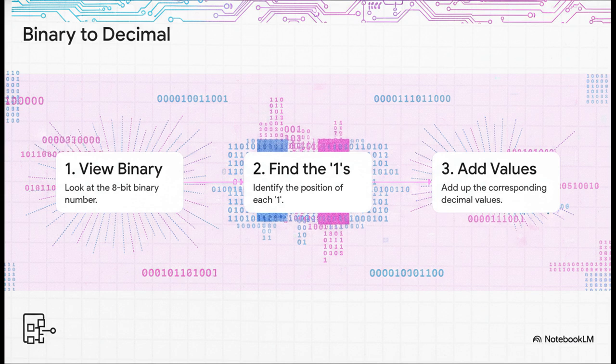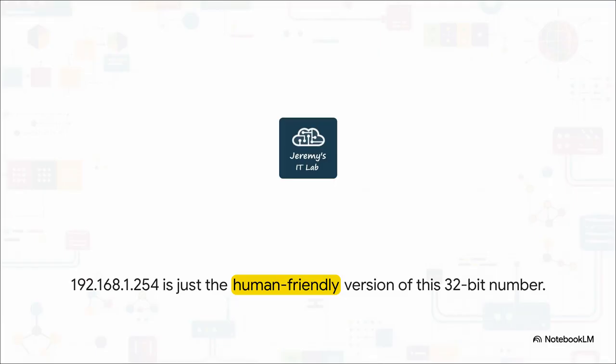So for example, if the binary is 11000000, you just add the value for the first 2 spots, 128 plus 64. And that gives you 192. Easy as that. And there it is, the dotted decimal address we started with, 192.168.1.254. It's nothing more than a human-friendly translation of this long 32-bit binary number. Each of those 4 numbers is just the decimal version of its 8-bit binary chunk. It's a really elegant system when you see it all laid out.